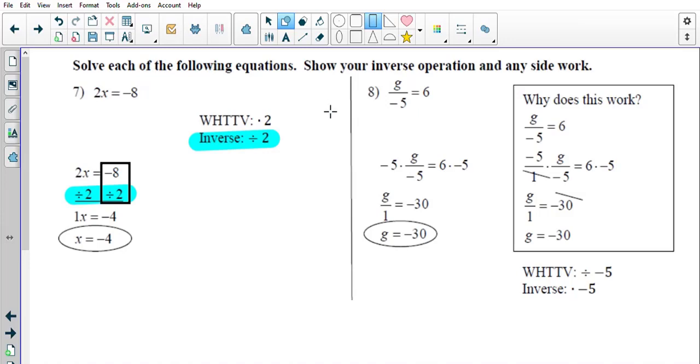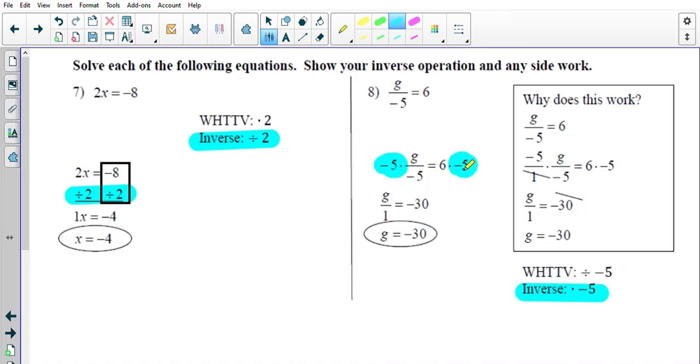All right, in number 8, what's happening to the variable g? It's a fraction, but the fraction bar represents division, so we're dividing by -5. The inverse of dividing by -5 is multiplying by -5. So you're going to see that I'm going to show that one time on each side of my equation. You can do it right underneath, which is what I will do when I go to show my work here in the next few questions. But the -5s will cancel out here, and we see why over in this box on the right-hand side. Basically, it's multiplying g over -5 by -5 over 1.